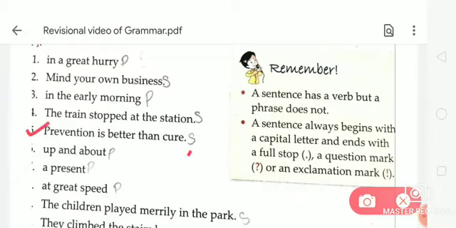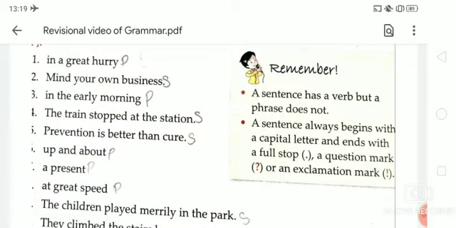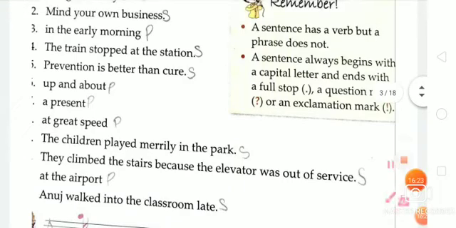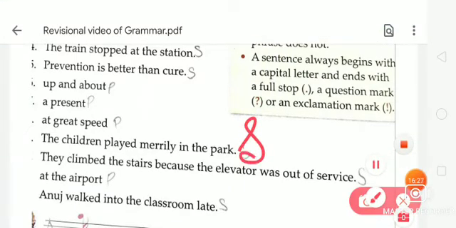Number 5, "prevention is better than cure." It is a sentence, so we write S here. Next is "up and about." It will be a phrase, so we write P. Next, "a present," so it will also be P. Next, "at great speed," so we write P. Next, "the children played there nearly in the park." We will write S here.